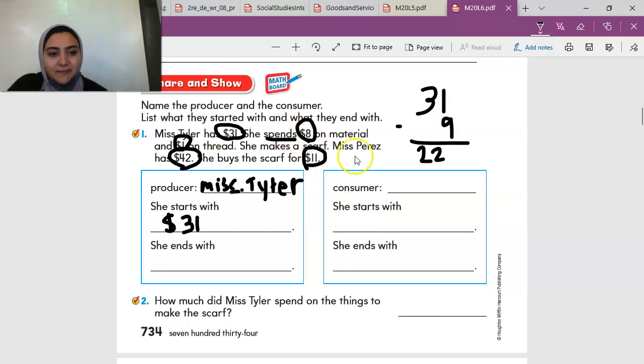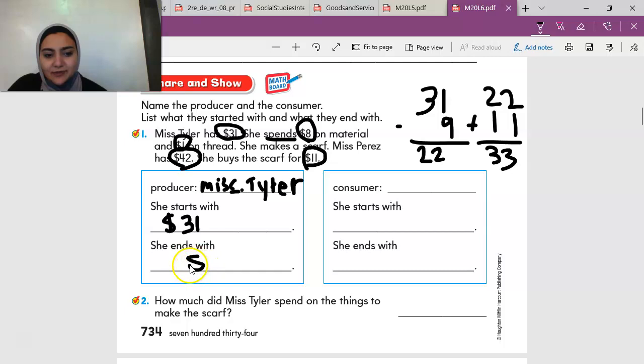No. Miss Perez buys the scarf for $11. So now she has $22 and Miss Perez gives her $11 because she buys it for $11. How much money does she have now? She has $33. So she ends with $33. Look, her end is more than what she started with. Now, who's the consumer? Miss Perez.